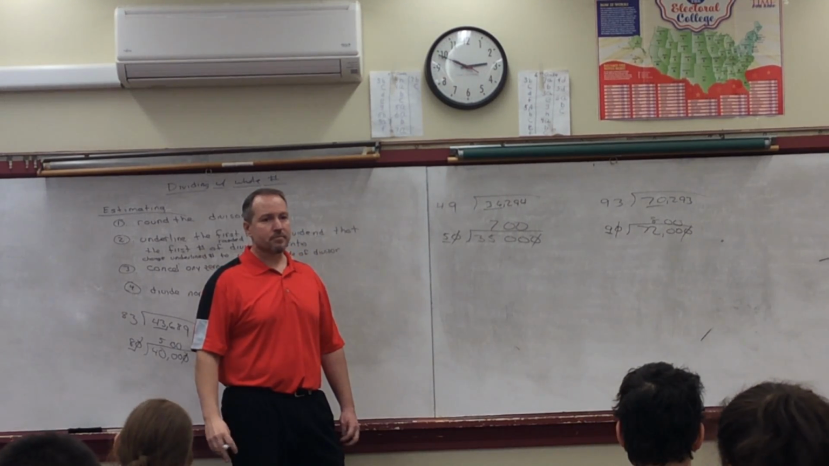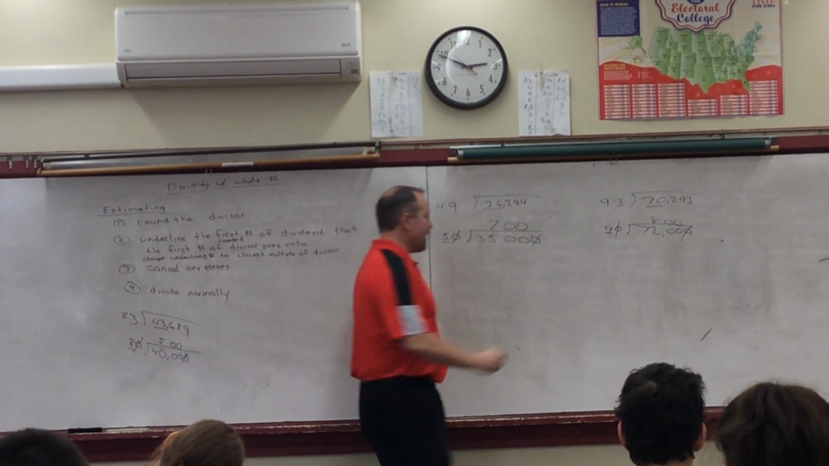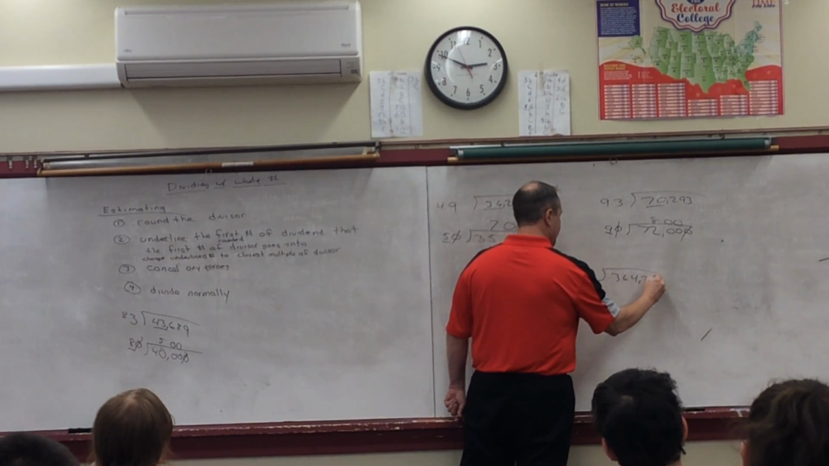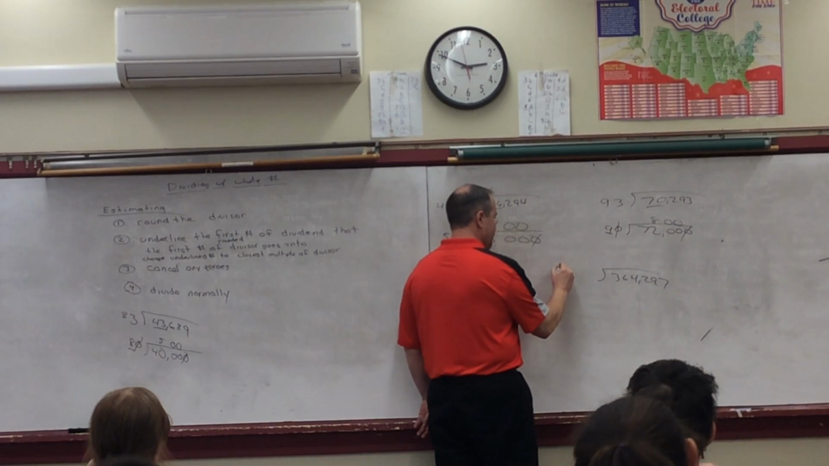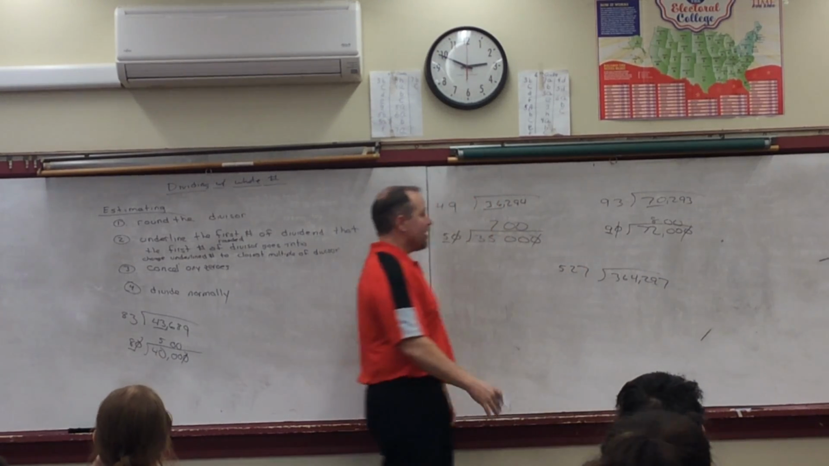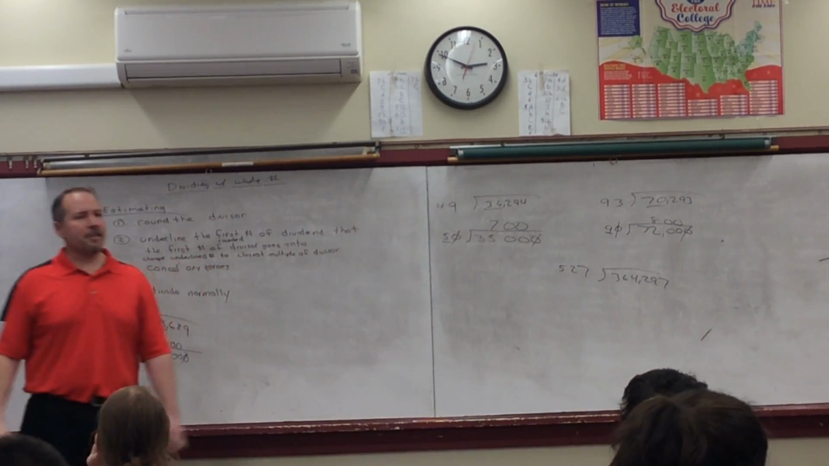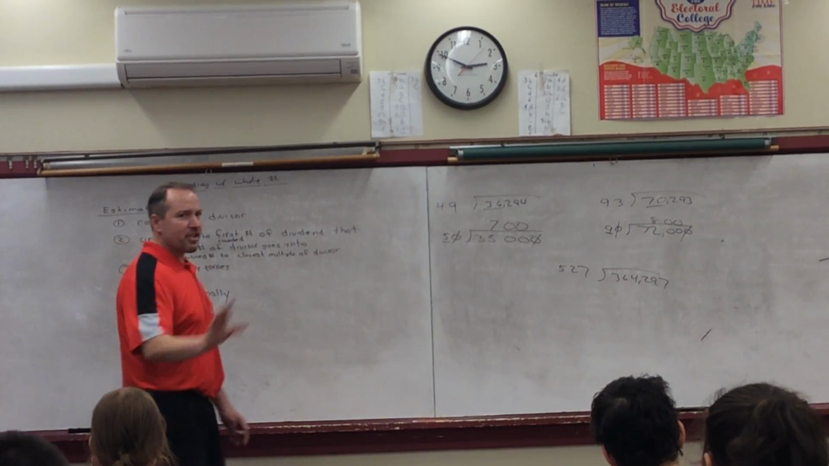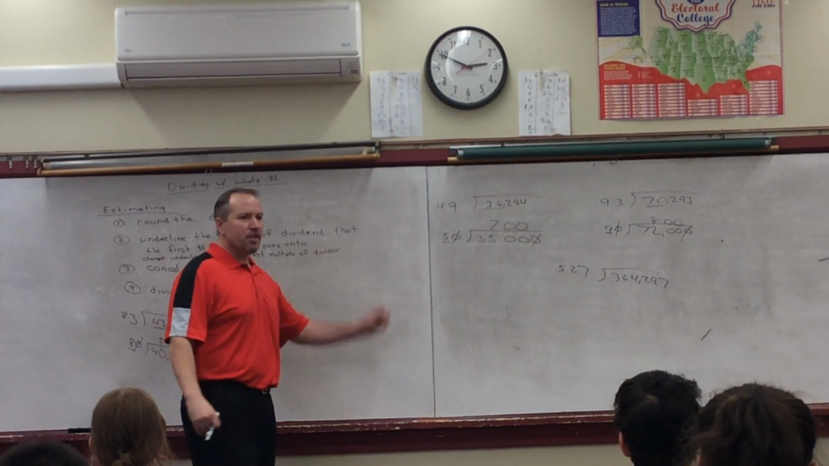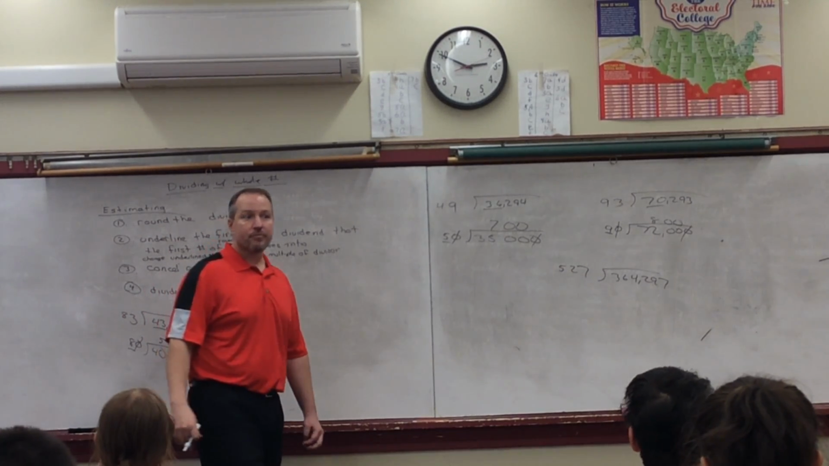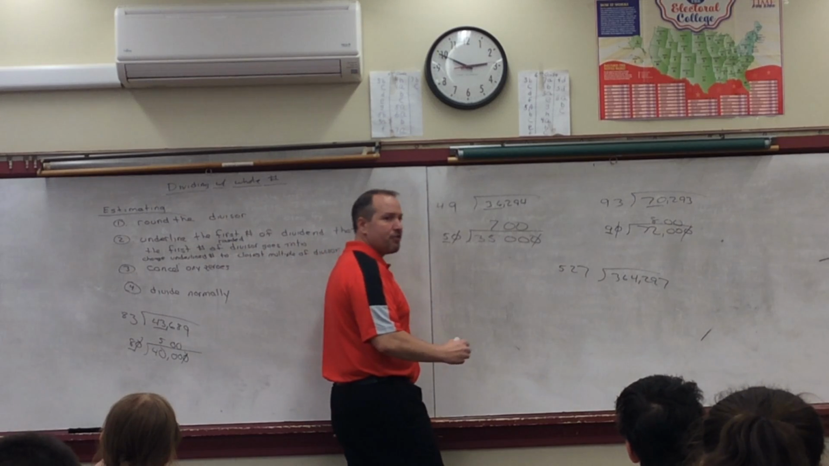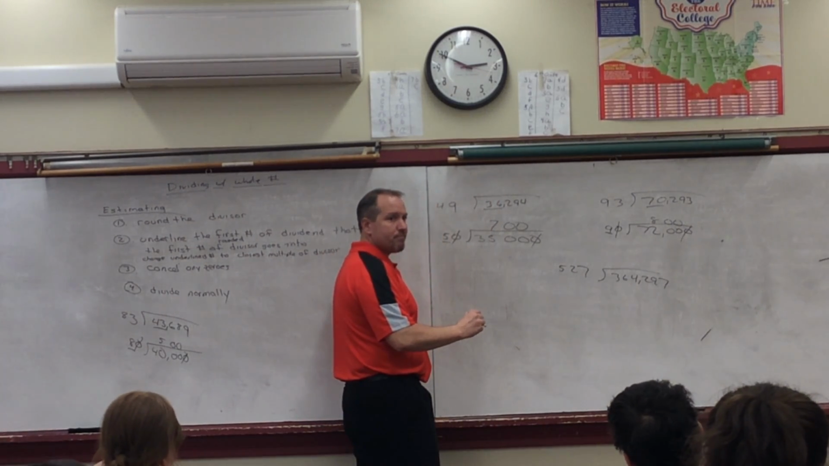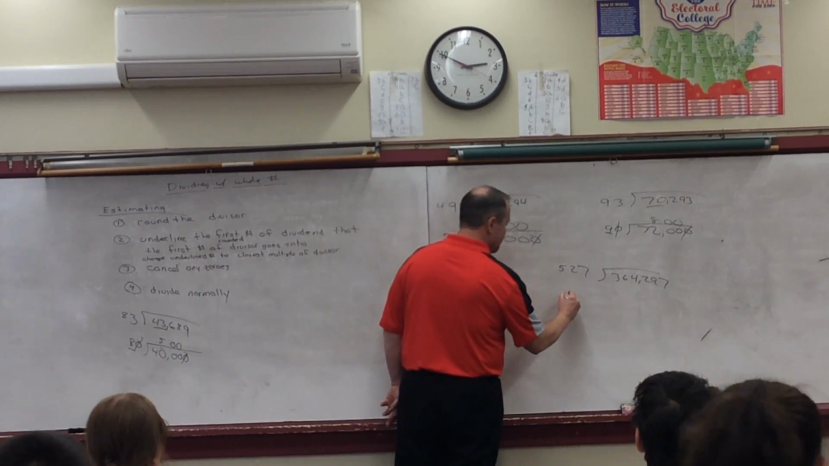Okay? If we had this, guys, let's say we had 364,297 divided by 527. The same idea happens. We're just going to talk our way through it. First thing we would do is round 527 to 530. Nope, 500.